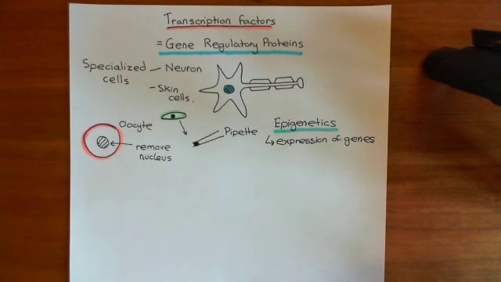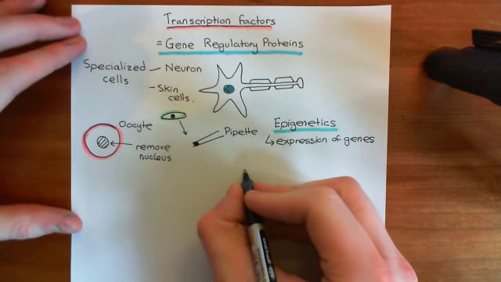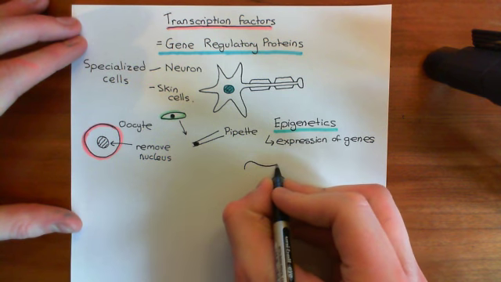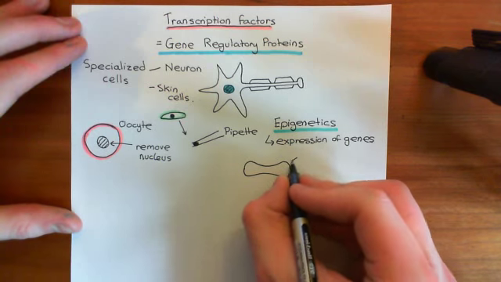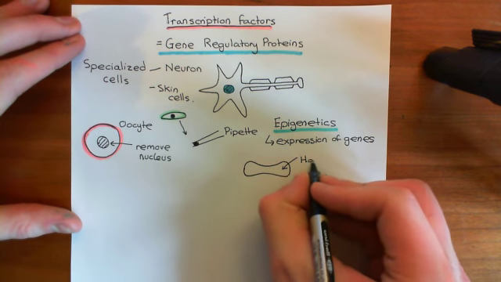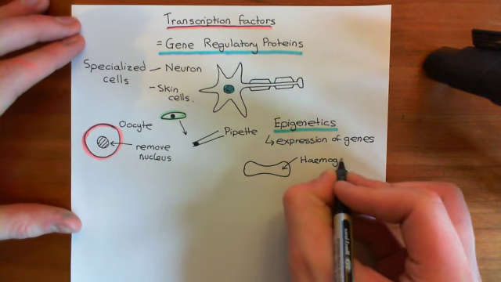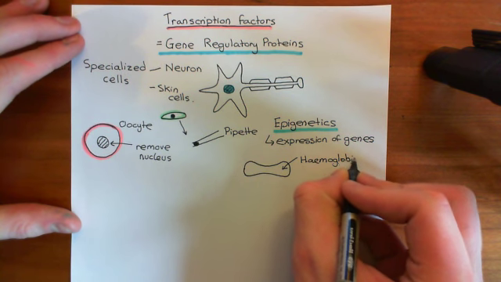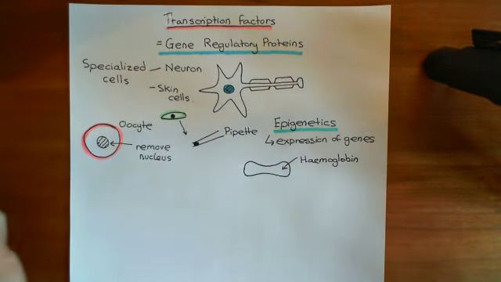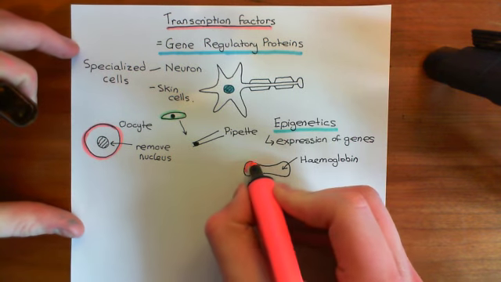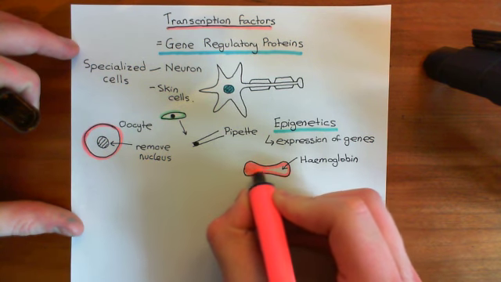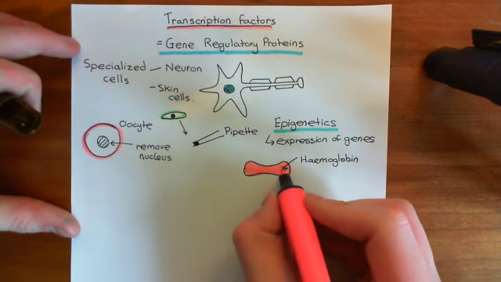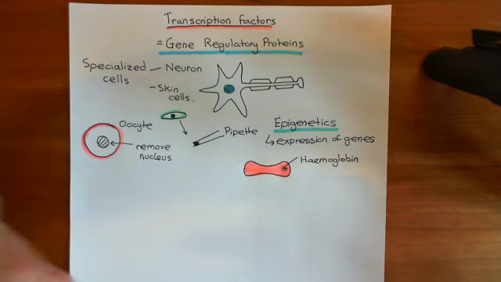An extreme example of epigenetics is in the red blood cell. Okay, so in red blood cells you have the protein hemoglobin, whereas in no other cell of the body do you produce hemoglobin. So some genes literally are only expressed in certain cell types, even though the gene for it is present in all cell types. So that's a very nice extreme example of epigenetics.